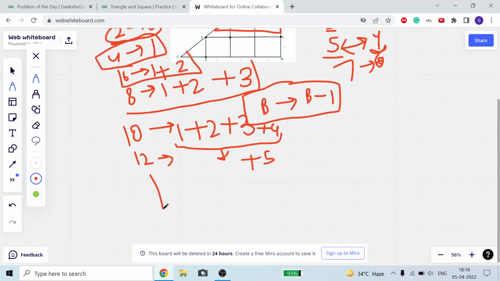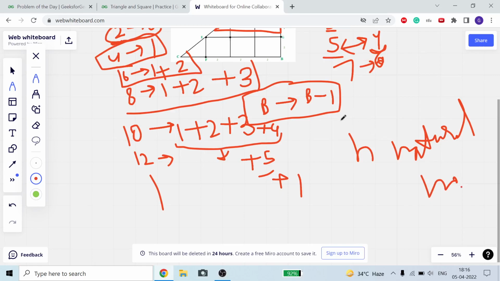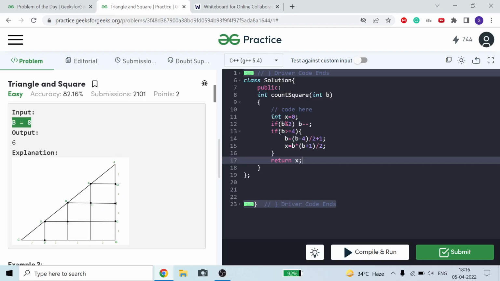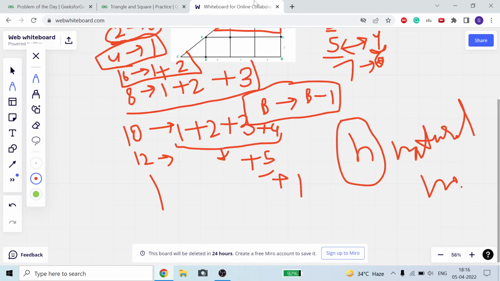Similarly, for each level it will increment by 1 from its last number. Like for 14 it is 1 up to 6, for 16 it is 1 up to 7. So it means we need to find the sum of the first n natural numbers. Now we need to find this particular n, because we are discussing b. These all are b's values. So how will we find this n?